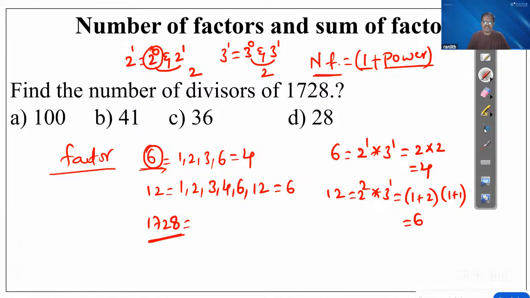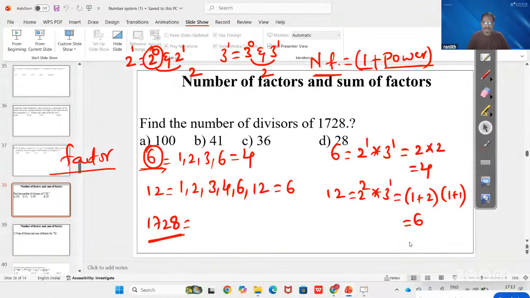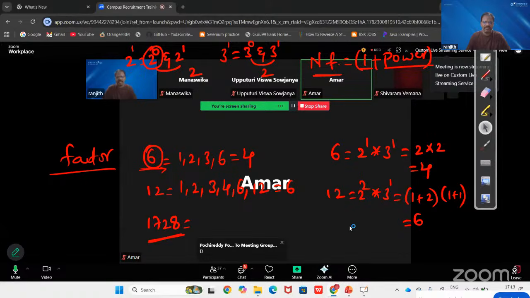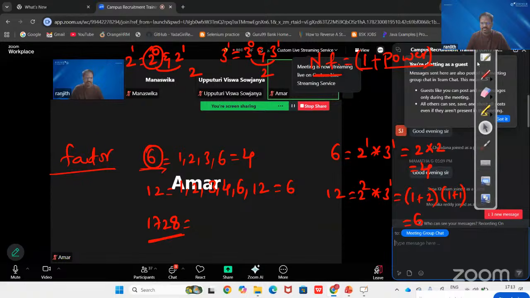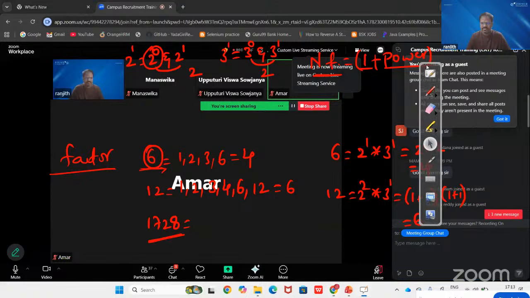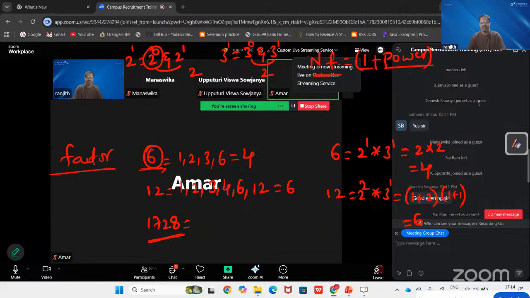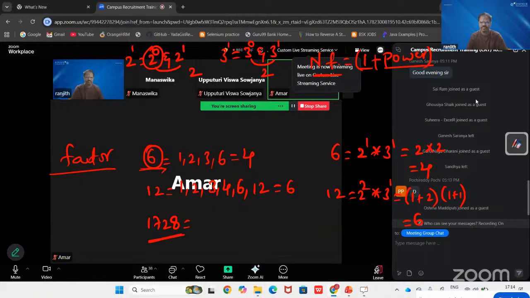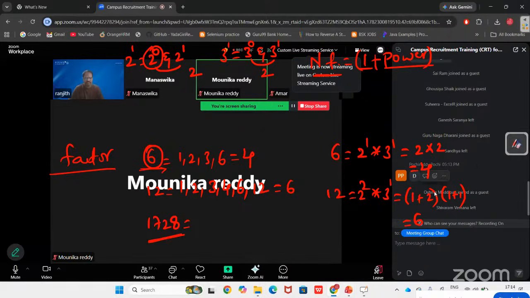Can you please find out the number of factors of 1728? Find the value for 1728. Okay, done. So what is the answer? 28, sir. 28.